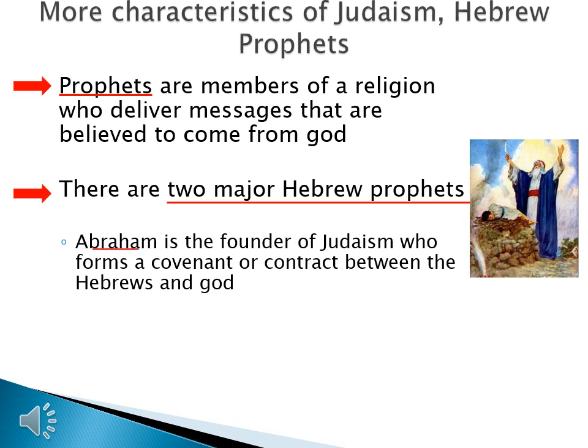Abraham is the older of the two prophets. He is the founder of Judaism, who forms a covenant or a contract between the Hebrews and God.